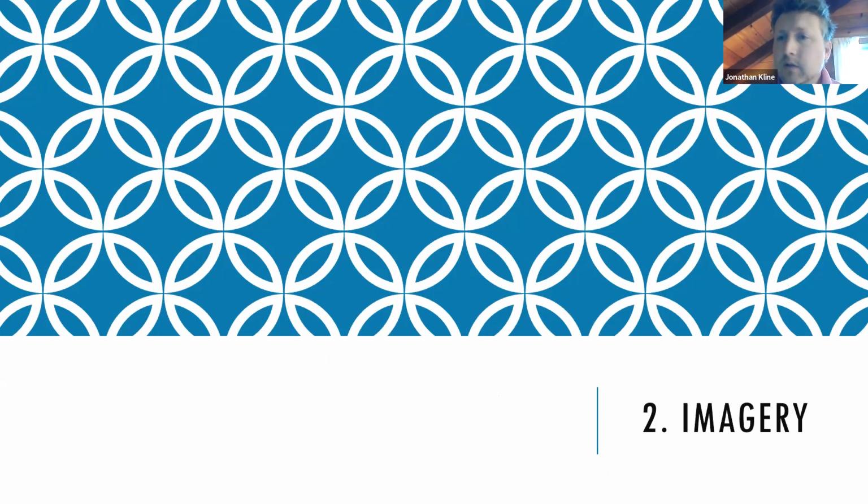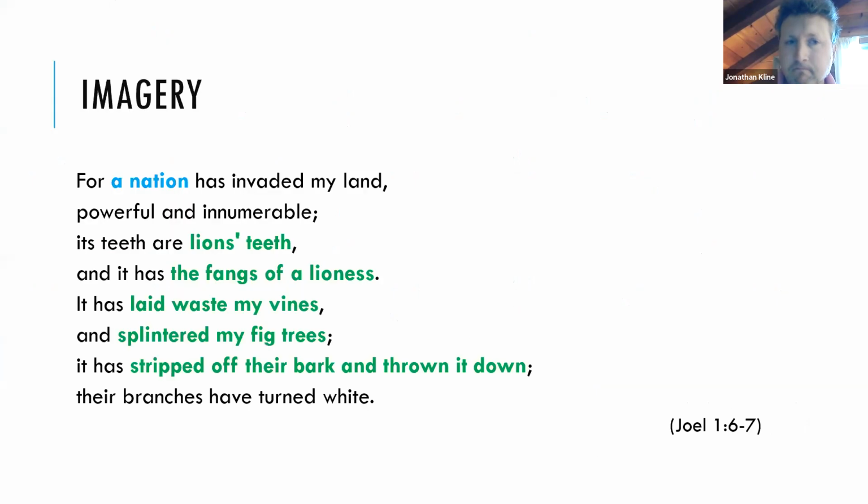Okay, well now let's move on to the next hallmark of Hebrew poetry, which is imagery. Here's an example of imagery from the first chapter of Joel, verses 6 to 7. For a nation has invaded my land, powerful and innumerable. Its teeth are lion's teeth, and it has the fangs of a lioness. It has laid waste my vines and splintered my fig trees. It has stripped off their bark and thrown it down. Their branches have turned white.